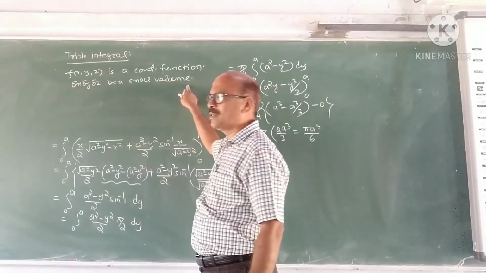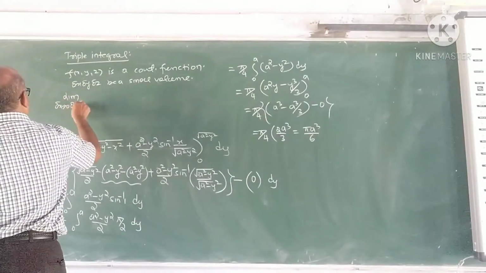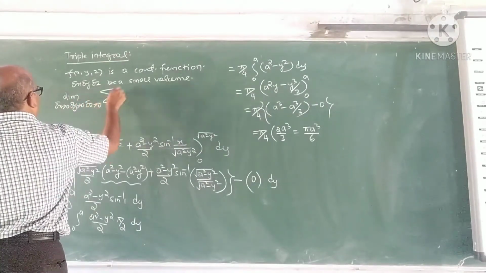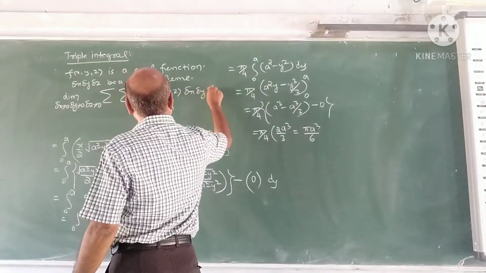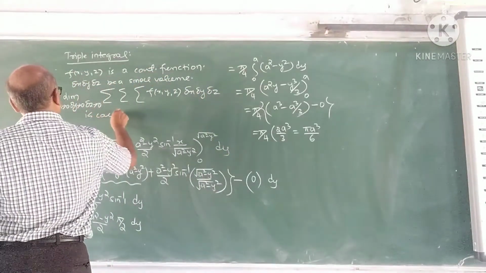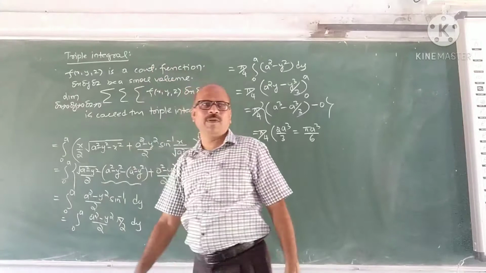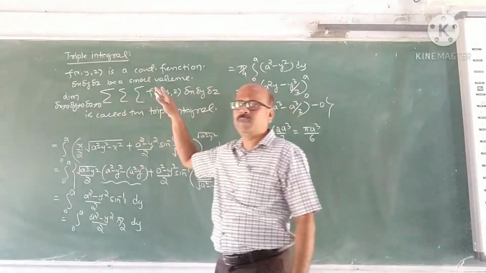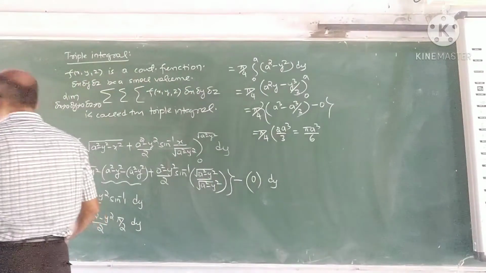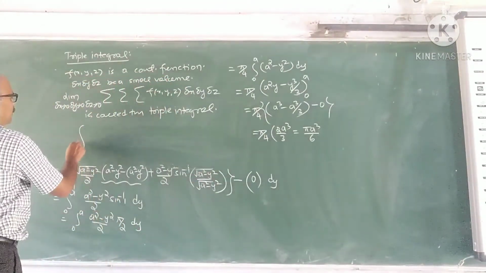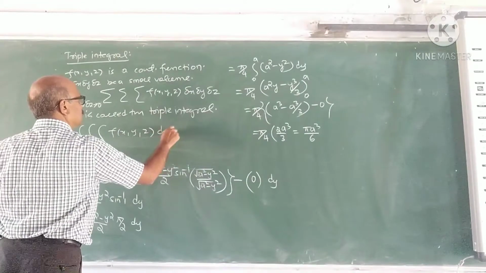Delta x, delta y, delta z be a small volume. Then the limit as delta x tends to 0, delta y tends to 0, delta z tends to 0, of the summation of f of x, y, z, delta x, delta y, delta z is called the triple integral of f of x, y, z over the region V, a region in space, and it is denoted by the triple integral over the region V of f of x, y, z, dx, dy, dz.